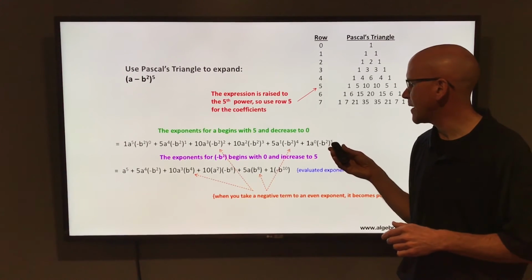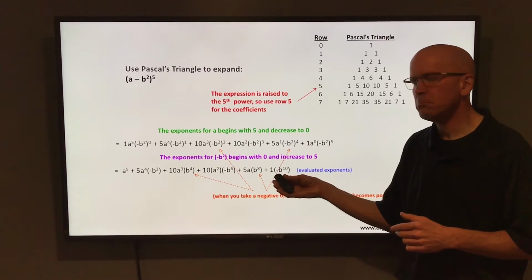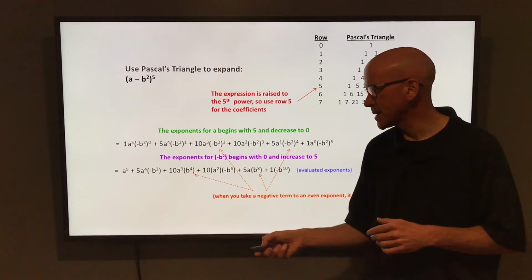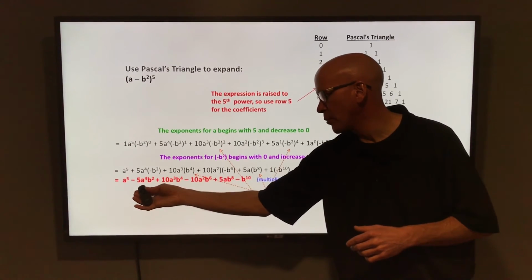Negative b squared to the 5th. When you take a negative term to an odd exponent, that is going to be negative b to the 10th. Still clean this up. We have 5 times a to the 4th times negative b squared. It would be negative 5 a to the 4th b squared.